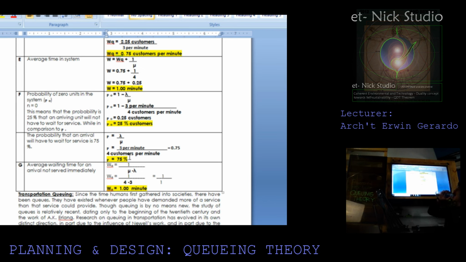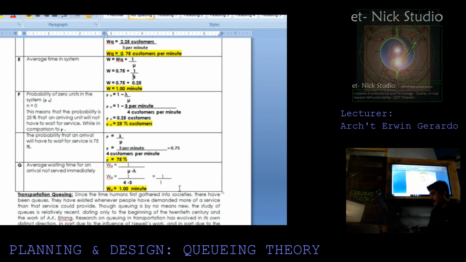Under letter G, the average waiting time for an arrival not served immediately. So WA equals 1 divided by mu minus alpha. So 1 divided by 4 minus 3. So WA is equivalent to 1. Therefore, the average waiting time for an arrival not served immediately is 1 minute.